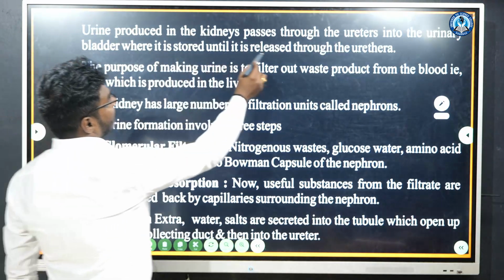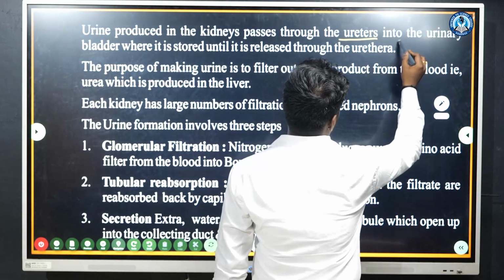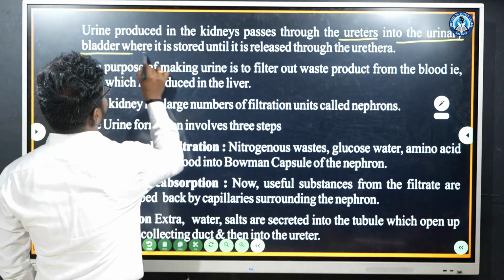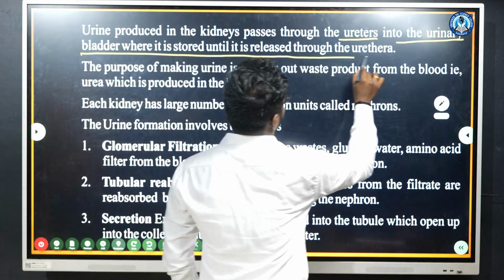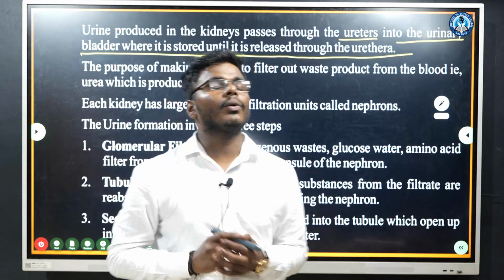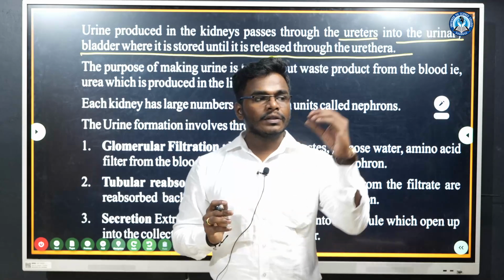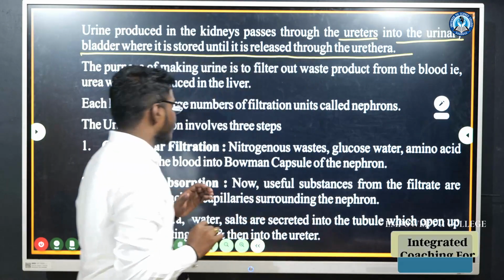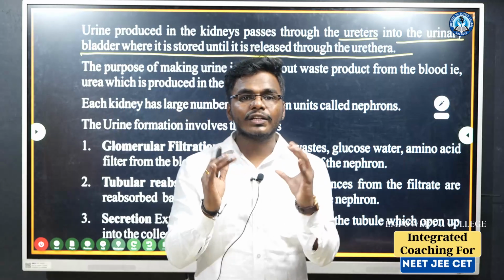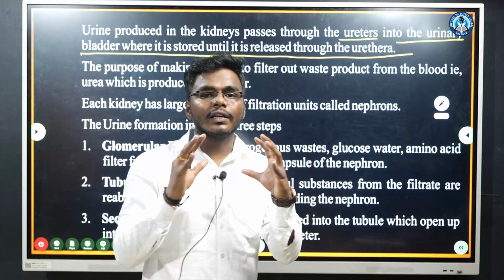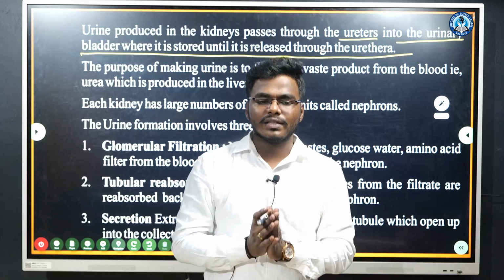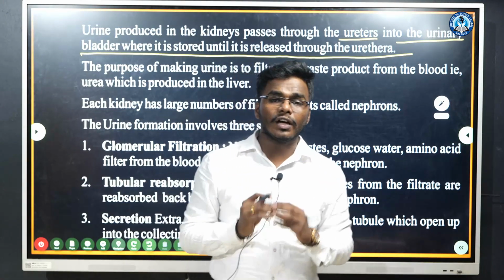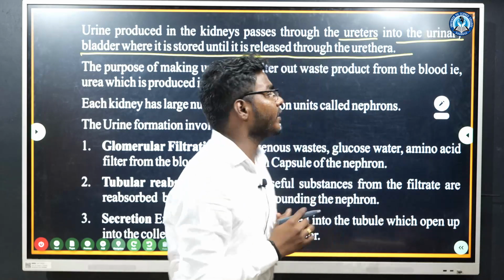Urine produced in the kidney passes through the ureter, as I said, then into the urinary bladder, where it is stored until released through the urethra. So the kidney secretes the urine. The urine secreted transfers to the ureter. From the ureter, the urine is stored in the urinary bladder until a person urinates. The urinary bladder is a muscular structure that helps in storing the urine until a person urinates.